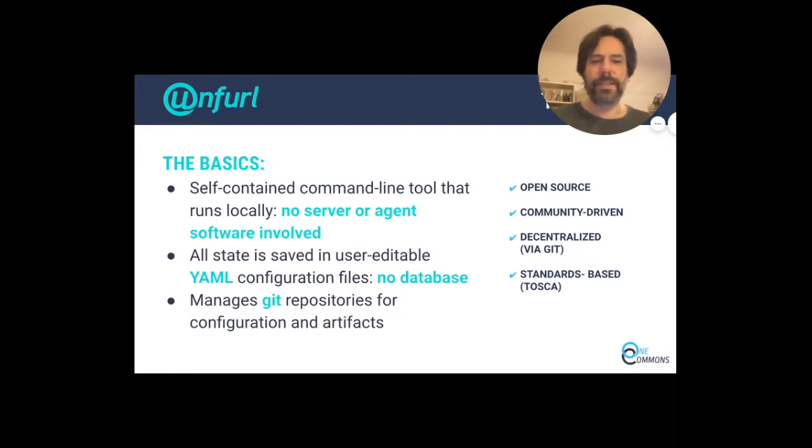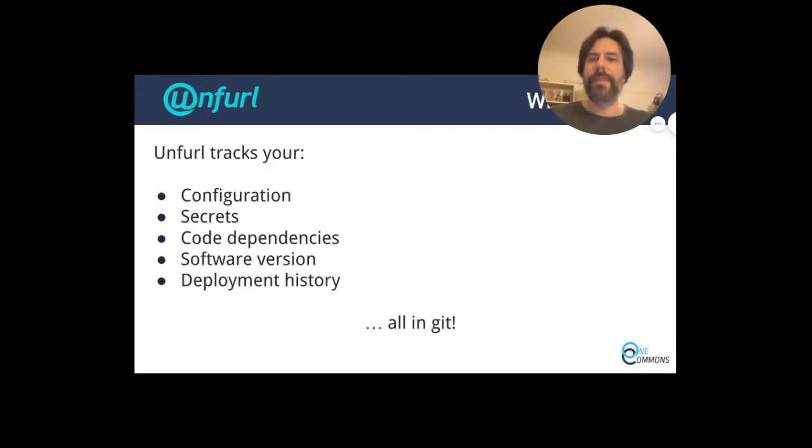And we're using a standard called Tosca for most of the YAML vocabulary. I'll talk about that in a second. And like I said, it stores everything in Git, whether it's configuration. It has pretty rich support for secrets. It could either automatically encrypt secrets into your Git repository if you need to, or it can rely on an external secret manager like a HashiCorp Vault. It keeps track of other Git repositories, the state, if they're code repositories, the versions, deployment history. It's all stored in Git.